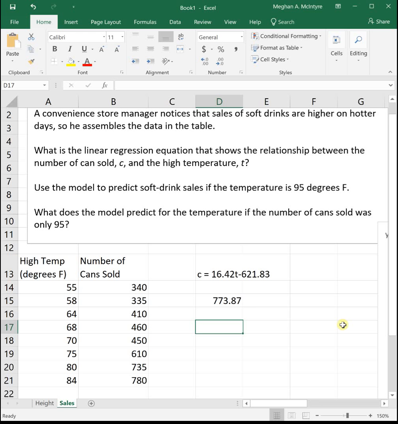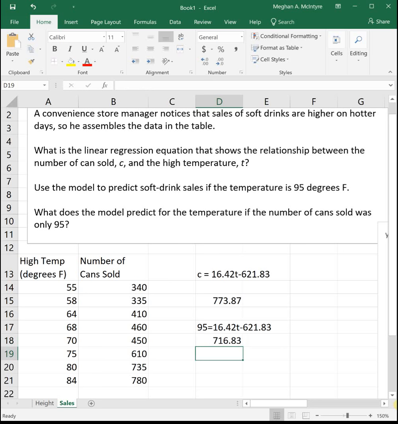And this next one says, what does the model predict for the temperature if the number of cans sold was only 95? So this is telling us we sold 95 cans. That goes in place of C. 95 is equal to 16.42 T minus 621.83. We need to add 621.83 to both sides. We typically subtract, but in this case we're subtracting already, so the inverse of subtraction is addition. So we need to add 621.83 to both sides.